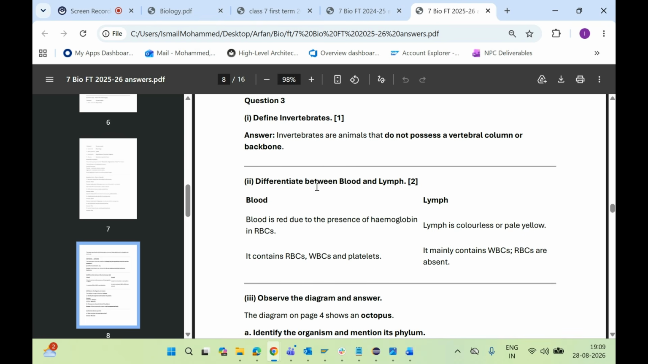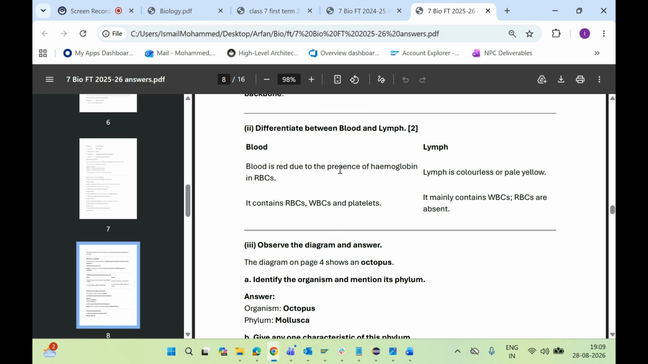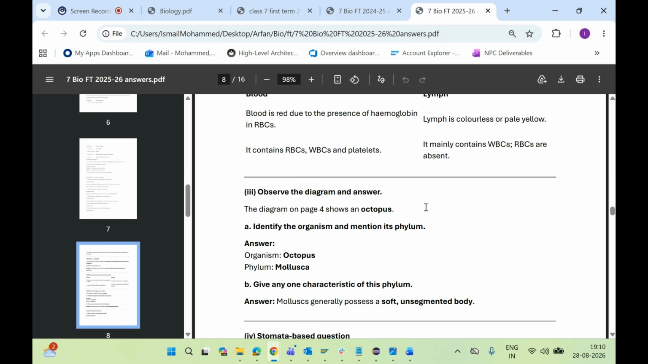Okay. Define invertebrates. So this is important. Invertebrates are animals that do not possess a vertebral column or backbone. Differentiate between blood and lymph. This is also important. Blood is red due to the presence of the red pigment called hemoglobin, and lymph is a pale yellow or colorless fluid. In blood, you have RBC, WBC, and platelets, whereas lymph consists only of WBC. RBCs are not there, and WBCs are called the soldiers of the body.